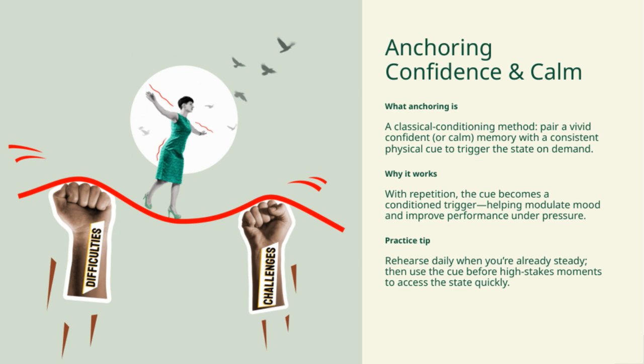Now, why does this work? It's based on classical conditioning, pairing a vivid, confident, or calm memory with a physical cue that you can repeat. Over time, that cue becomes a reliable trigger to bring you into the right mental state on demand. And that's what anchoring is all about, using a specific physical action or cue to anchor your confidence or calmness. It's a powerful tool to help you perform at your best, especially under pressure.